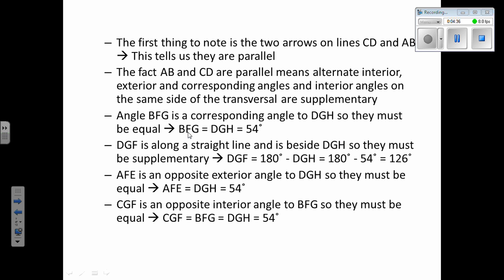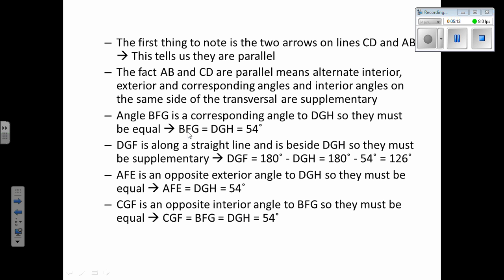Do we remember what supplementary means? That means that the two angles added together equal 180. So angle BFG is a corresponding angle to DGH, so they must be equal. So we could say that BFG equals DGH, which equals 54. DGF is along a straight line and is beside DGH, so they must be supplementary. So DGF equals 180 minus DGH. So 180 subtract 54 equals 126.